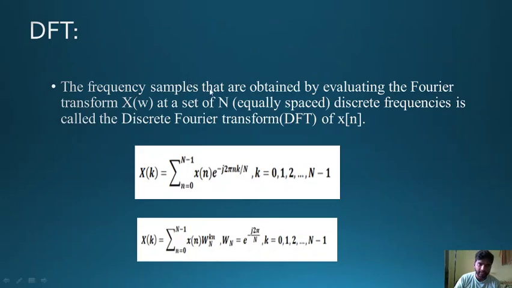The DFT, that is, the frequency samples obtained by evaluating the Fourier transform X of omega at a set of N equally spaced discrete frequencies, is called the discrete Fourier transform of x of n. This is the equation: X of k equals sigma n equals 0 to N minus 1 x of n into e power minus j 2 pi n k by N, where k is from 0 to N minus 1. And then we'll assign this e power minus j 2 pi n k by N to W_N power kn, where W_N equals e power minus j 2 pi by N, and k is from 0 to N minus 1.